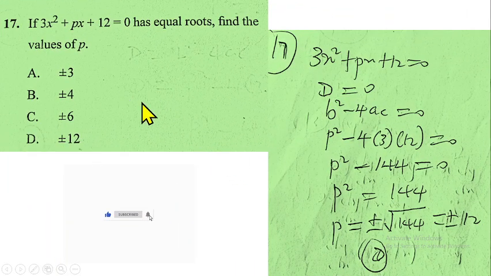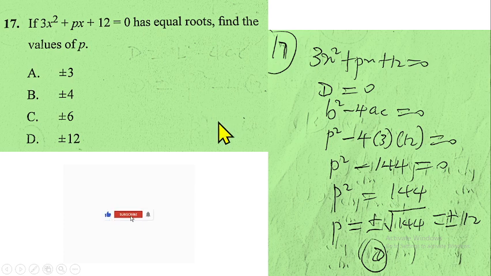Question number 17 is from quadratic equation as well. That is the nature of roots of quadratic equation, and the topic is SS2 scheme. If 3x squared plus px plus 12 is equal to 0 has equal roots, find the value of p.